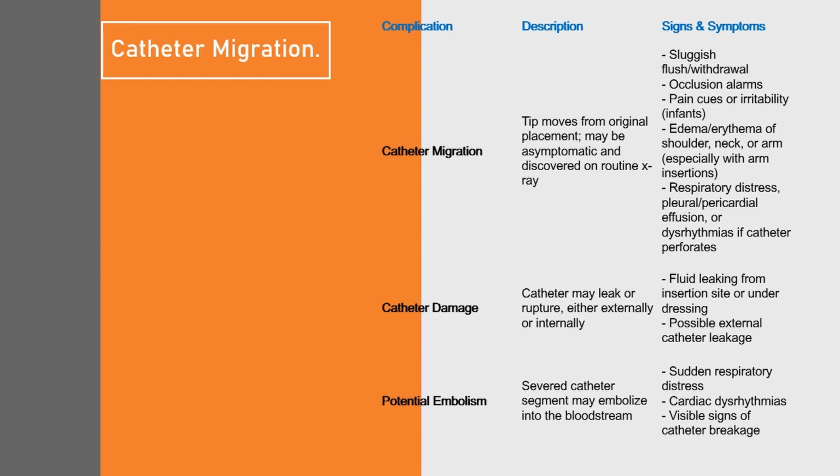Catheter damage is another concern, often signaled by leaking at the insertion site or from the external tubing. If you notice fluid pooling under the dressing, it could indicate that the catheter has been severed. In such cases, there's also a risk of catheter embolism. Infants may show signs of respiratory distress or cardiac irregularities, both of which require immediate attention. Prompt recognition and intervention are critical in preventing these complications from progressing and compromising the infant's clinical condition.